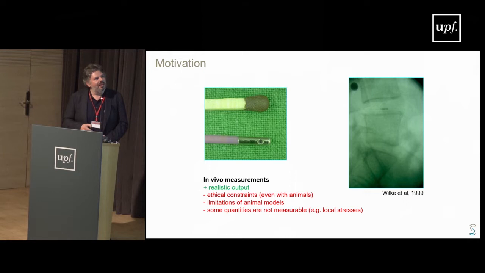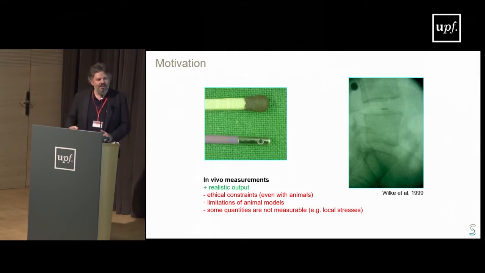That's an example. That's a sensor in the middle of the disc, you see, and it's able to measure the pressure. That's a great thing because you can really measure a stress in a living patient. You can ask the patient to walk or to jump or to run or whatever, and you have the real thing. So it's the real quantity that you want to measure.